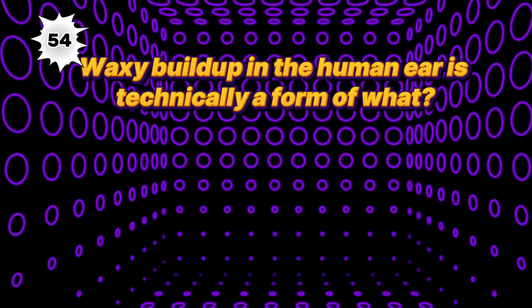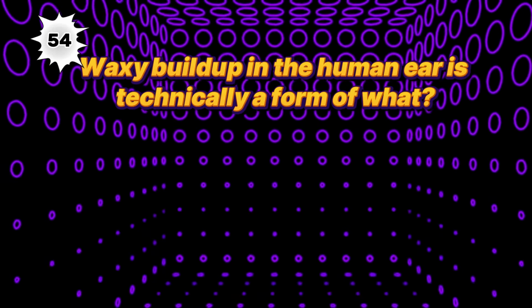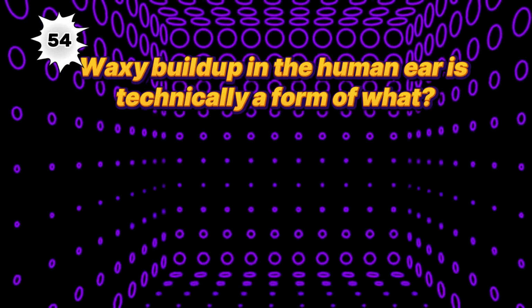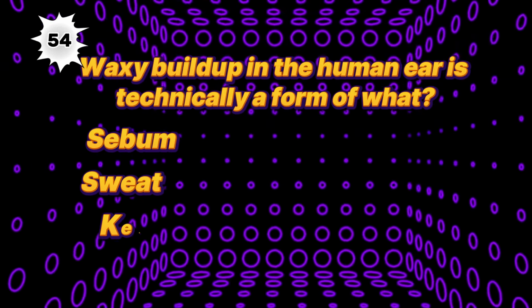Here's a tricky anatomy one. Waxy buildup in the human ear is technically a form of what? Choose from sebum, sweat, or keratin.